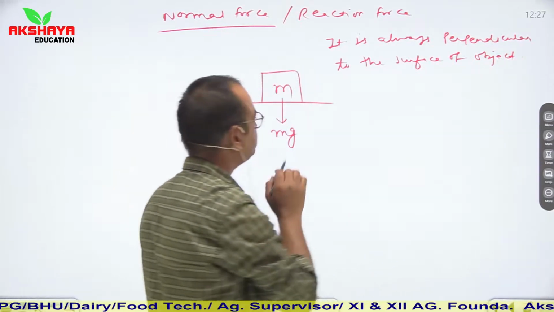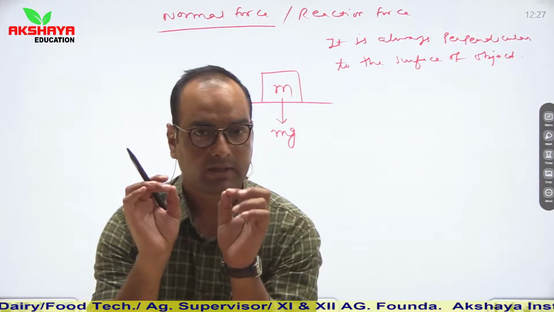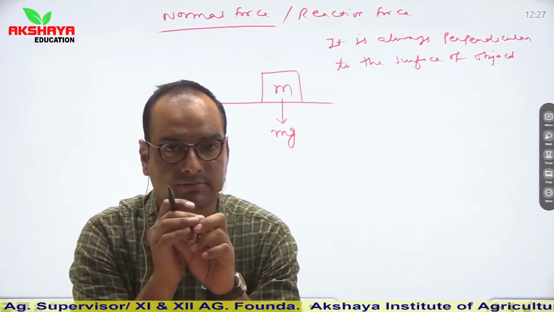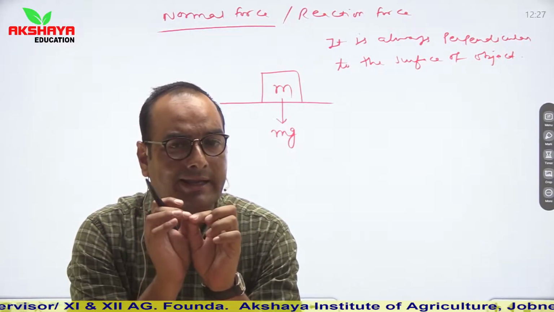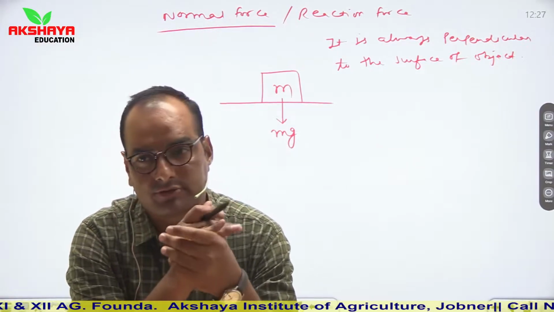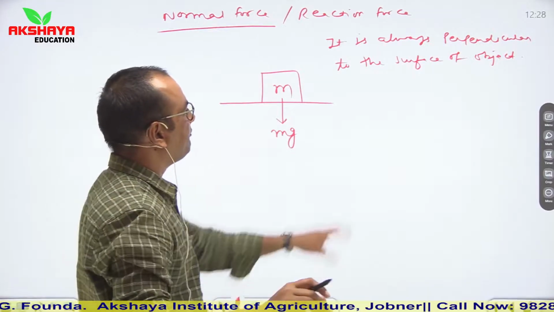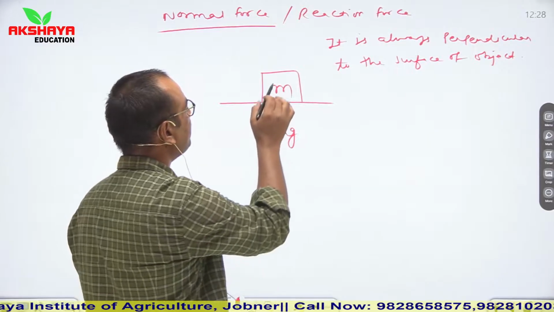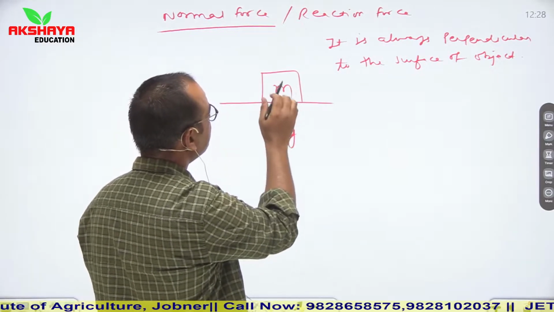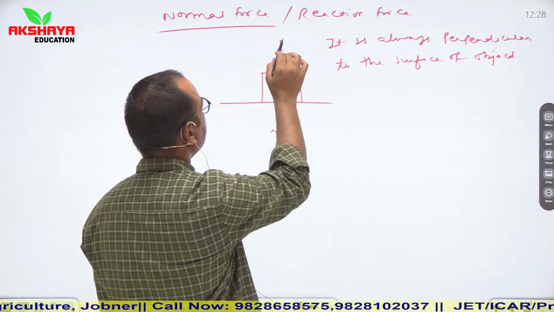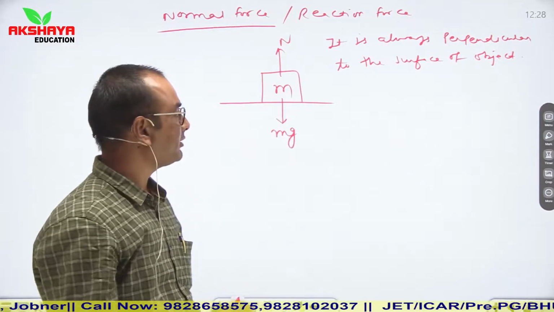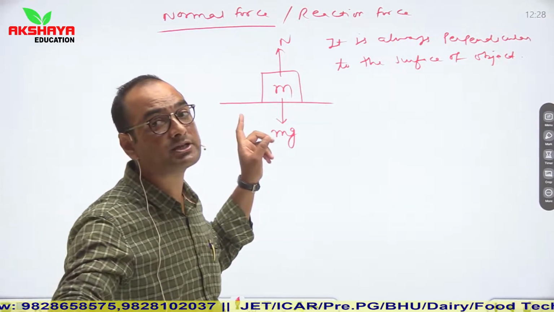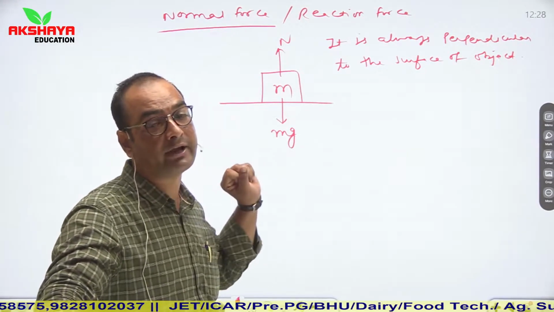Now see, in nature every force is balanced by another force. Every force in nature is always balanced by another force. So if we are talking about normal reaction force, it is always perpendicular to the surface of the object. Let us say this is placed this way, so its normal reaction force is always perpendicular this way. If we talk about its balancing condition, it is clear from the diagram that this normal reaction force is always balanced by its weight.